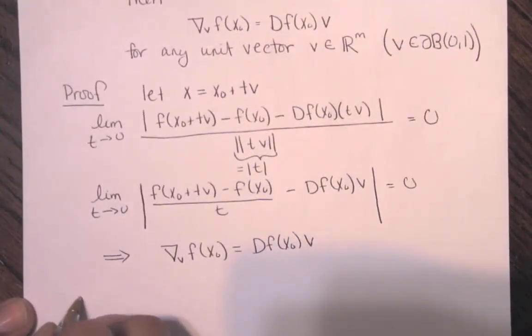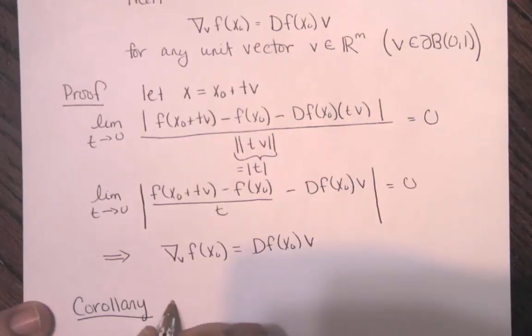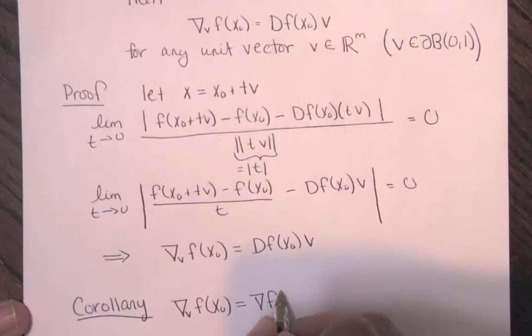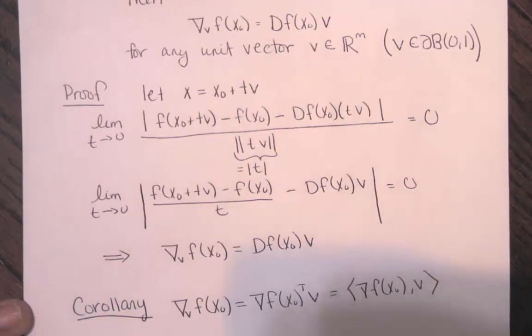Now, by the way, as a corollary, if I use the fact that these real valued functions have as their derivative matrix the gradient transpose, that means the directional derivative is the gradient transpose times v, which is the inner product of the gradient and v.